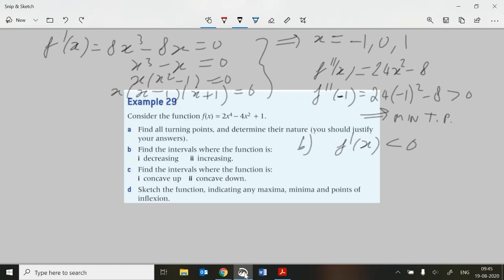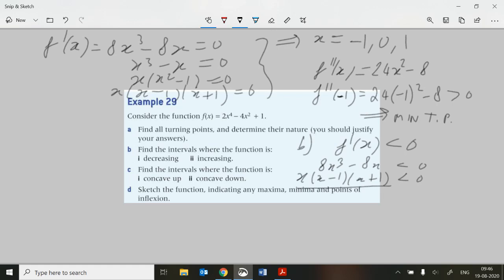And again, we can say we've got 8x cubed minus 8x is less than 0. And again, that comes down to this. That's the same as this. We've already factorized that. So we've got x plus 1, and x minus 1 there. And we're asking, when is that less than 0? So we're now focusing on not the original function, but the differentiated function.